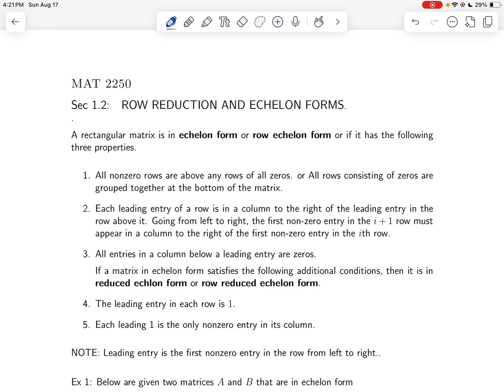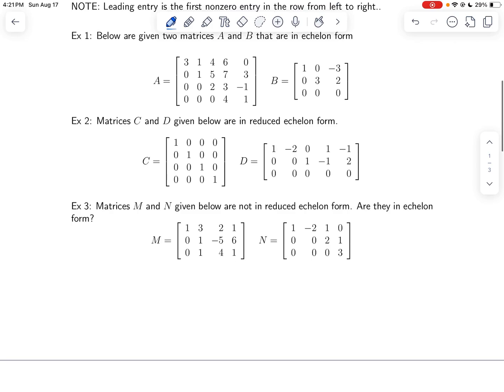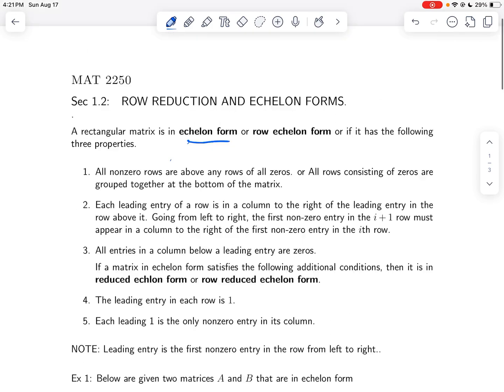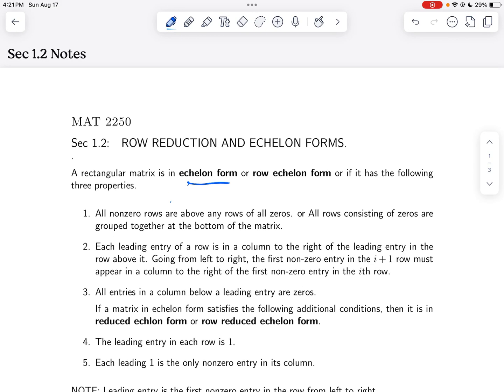So we say a rectangular matrix is in echelon form, or row echelon form, so both words are used, if it has the following three properties. First, all non-zero rows are above any rows of all zeros, or you can say all rows consisting of zeros are grouped together at the bottom of the matrix. So if there is a row which has all zeros in it, then it must be at the bottom of the matrix.